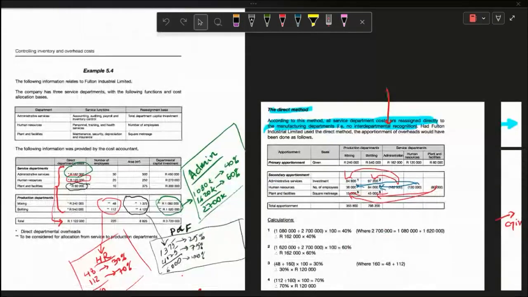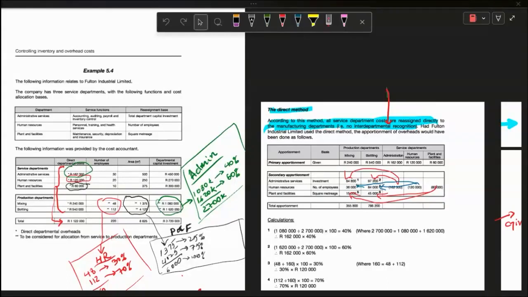We have this company called Fulton Industrial Limited, right? They tell you there's three service departments, and they explain what the functions of these departments are and the cost allocation basis. That's very interesting, right? You have the administrative services, and obviously all companies will have some administration. Human resources, all companies will have that. And then they also tell you the plant and facilities. You can read clearly that the administrative covers accounting, auditing, payroll, and inventory control. Human resources covers personnel, training, health services, that's what they do, right?